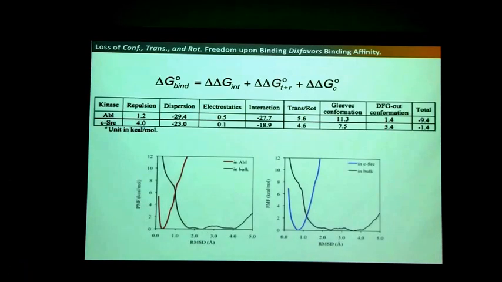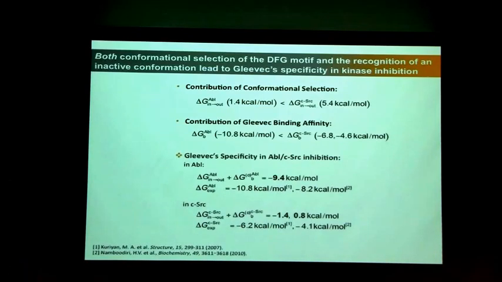So in the end, if you compare with experiment, I'm going to skip that. When you compare with experiment, our calculation for Abl gives us minus 9.4 kcal total. That's conformation plus affinity. Experimentally, the numbers are between 10 and 8. So this is not so bad. In the case of c-Src, we got something like minus 1.4, so we think we're a bit too weak, even though experimentally the binding free energy is between 6 and 4 kcal per mole.